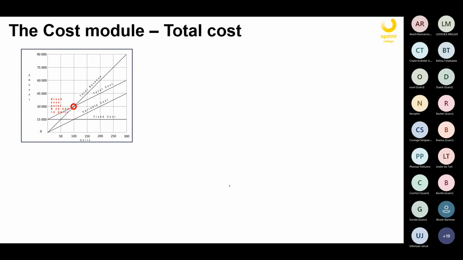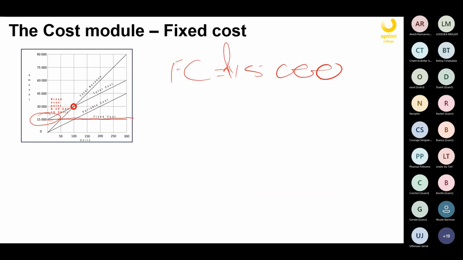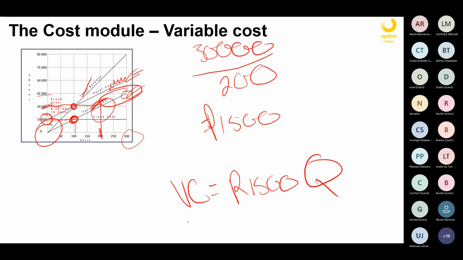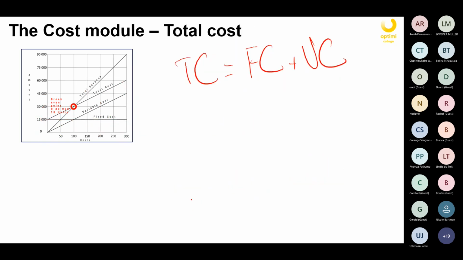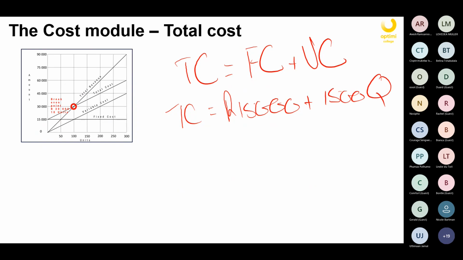So that's my variable cost. Next one is my total cost. Total cost is simply fixed cost plus variable cost. I don't have to go and calculate it again. I know my fixed cost is 15,000. I know my variable cost is 1,500 Q. So total cost equals 15,000 plus 1,500 Q.